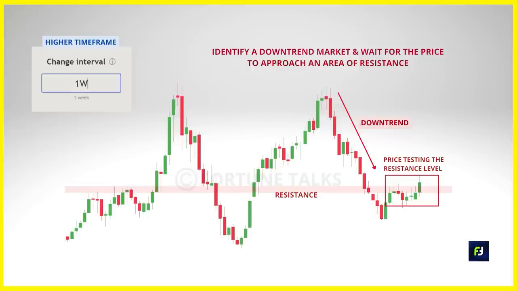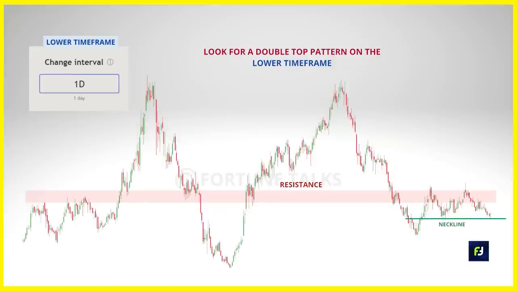Now what you need to do is to wait for the price to approach an area of resistance on the higher time frame. Now if you find such a setup, move down to your lower time frame, then look for a double top pattern on the lower time frame. This is a very simple yet effective technique that allows you to time your trade entries at the absolute highs of the double top pattern, which by the way is the best possible price level that you can get and is also a professional way of trading this pattern.